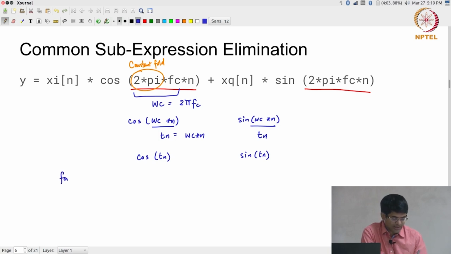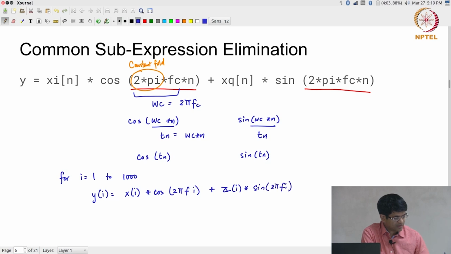Because if the code that I was actually dealing with was something like this: for i equal to 1 to 1000, y of i equals x of i into cos of 2 pi f i plus z of i into sine of 2 pi f i. Right? This 2 pi f is a constant independent of the loop, but 2 pi f i is constant only for this expression.